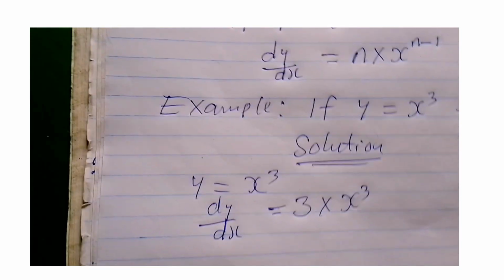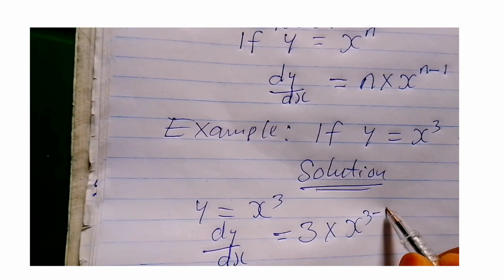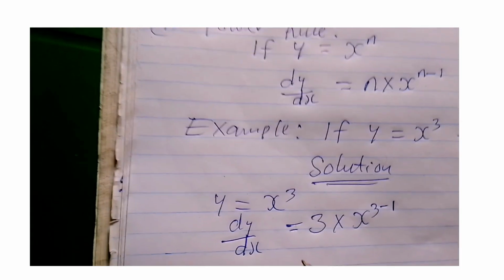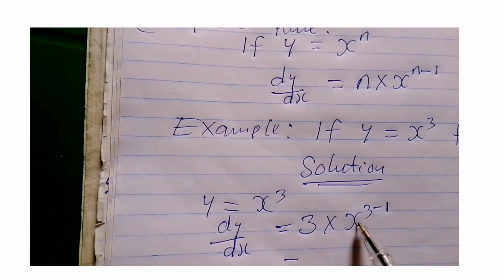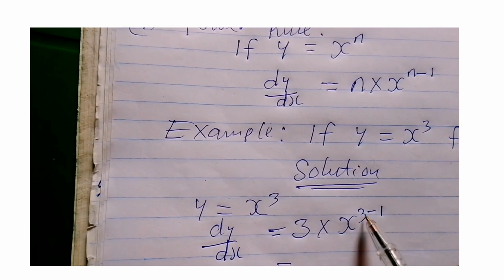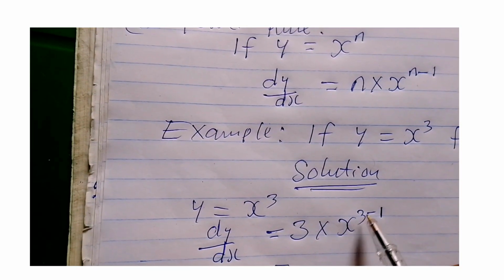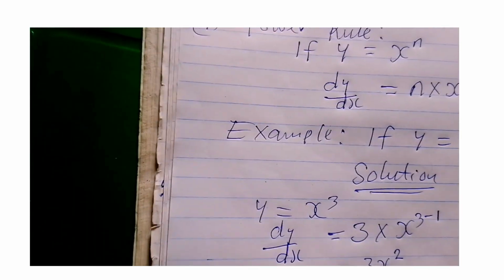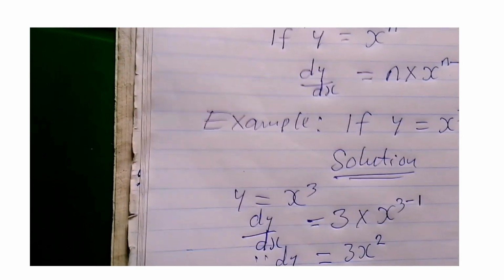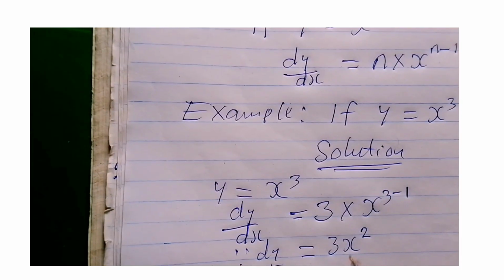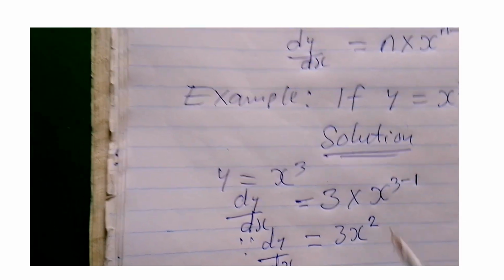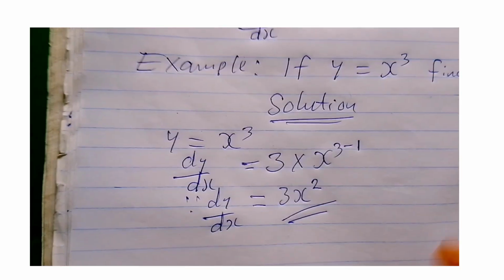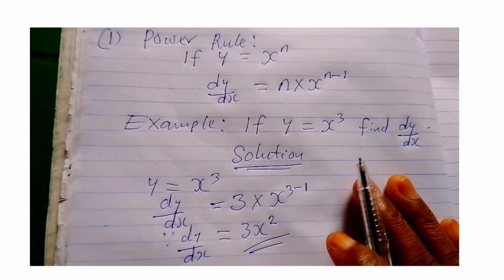Now you subtract 1 from the power, the power 3. So we have 3 times x to the power of 3, which gives 3x, and if you subtract 1 from 3, you have 2. Therefore dy over dx is equal to 3x raised to the power of 2. So this is the final answer. This is how to find the derivative using the power rule.